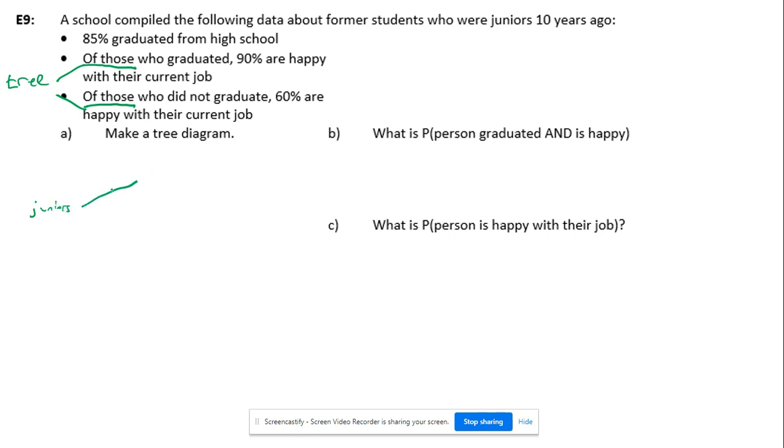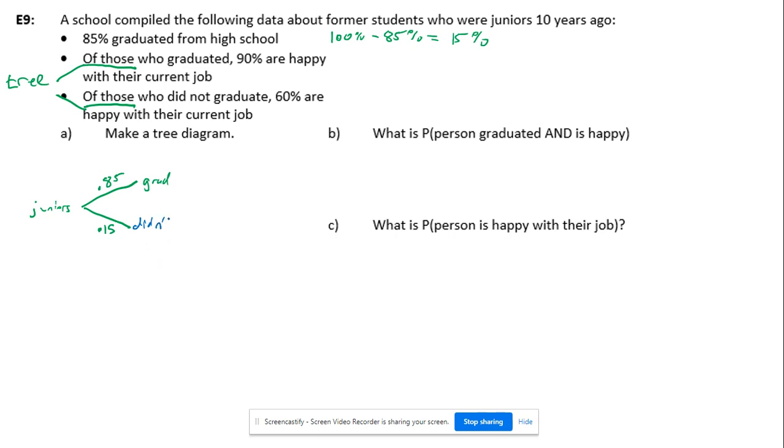Of that, 85% graduated. So if 85% graduated, how many were left over? How many didn't graduate? Well, 100% minus 85% gave us 15% that didn't graduate. And notice how I'm turning these into decimals on my tree. So I defined the other number, you subtract it from 100. So 85% graduated, 15% didn't graduate.